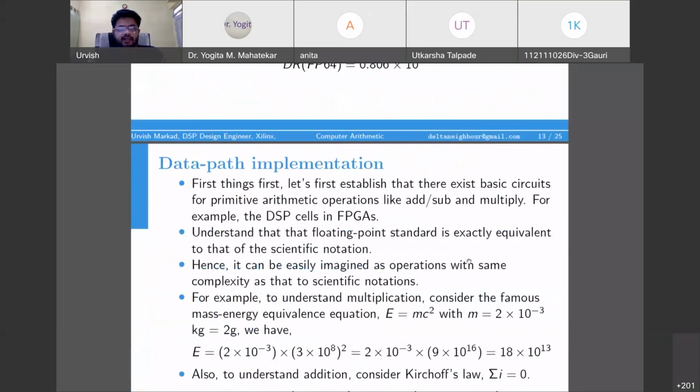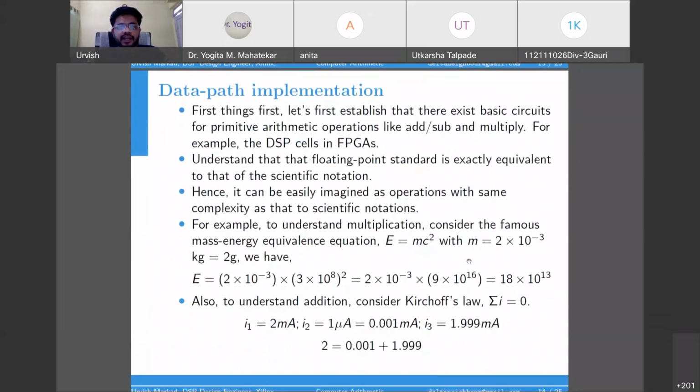Next, moving to the data path implementation. Let's understand how it is getting implemented in computers.